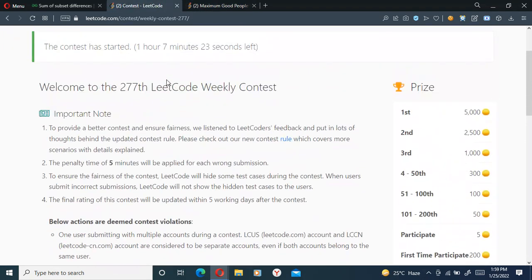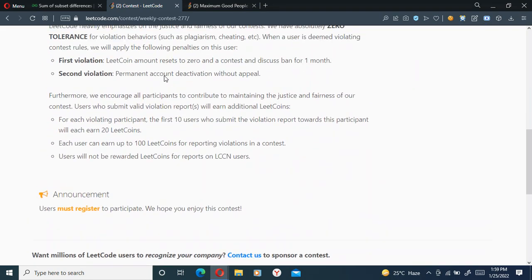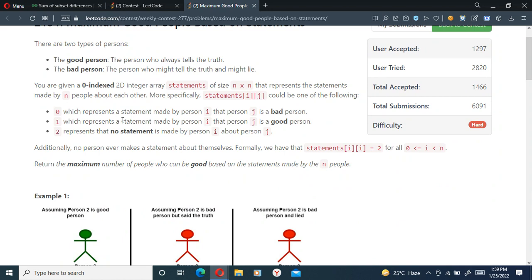What is the time left? Let's see. Now taken a lot of time to do these four. Okay. We are given a zero index 2D integer array statements of size n cross m that represents the statements made by n people about each other. More specifically, statements of ij could be one of the following.